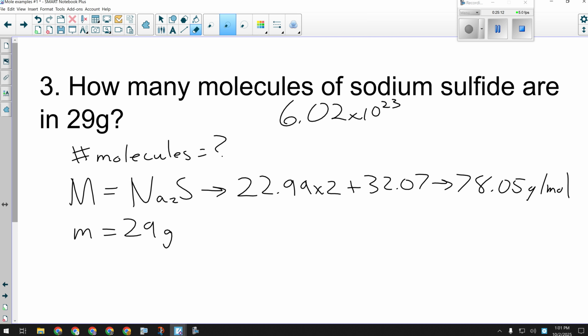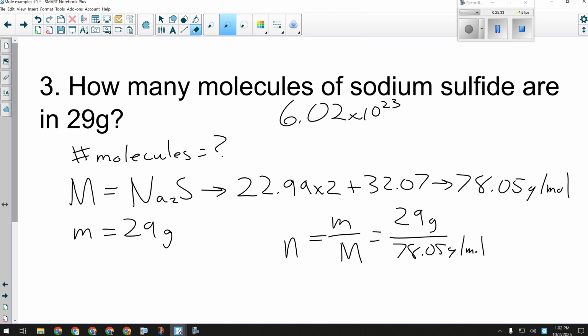Okay, with little m and big M, can I get the number of moles? Okay, then that's what I should do first. I should calculate n, the number of moles. Little m over big M, so 29 grams divided by 78.05 grams per mole. Do I have more or less than 1 mole here? Less, like, yeah, about half, yeah.